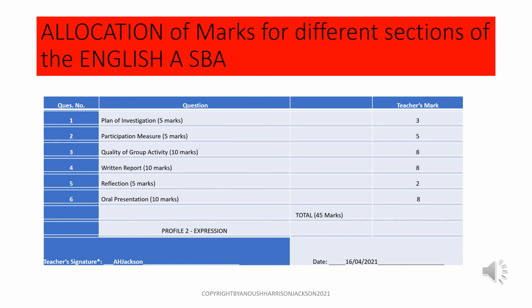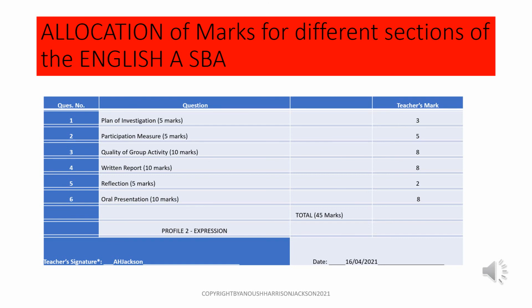Marks for different sections of the English SBA. The plan of investigation, the mark allocated is 5 marks. Participation measures, 5 marks. Quality of group activity, 10 marks. Written report, 10 marks. Reflection, 5 marks. Oral presentation, 10 marks. So you see where the marks are distributed.